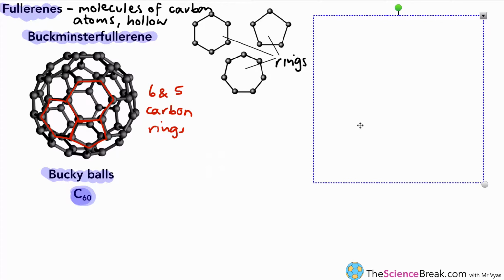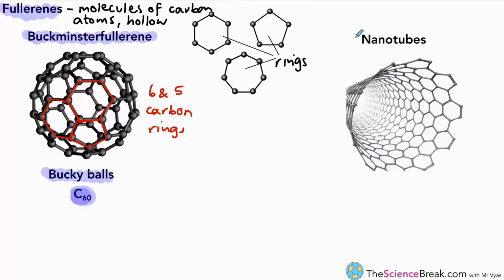We also have another type of fullerene, and these are nanotubes. So we still have hexagonal rings, but they're not arranged as ball shapes or spheres, but they're actually tubes, hollow tubes. And you can see how the arrangement looks in that diagram there.